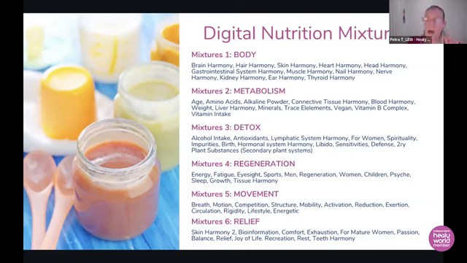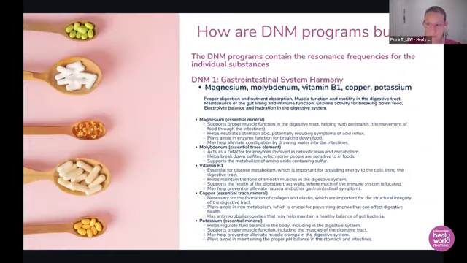Yeah. I will show you how you can get more information. Don't worry. But before we go into that, I want to show you something else. I know today we have a lot, so there are 2 slides left, I promise. So how are digital nutrition mixtures, the programs themselves, built? Let's look at one of the programs so that when you look at the PDF that I've created, you can understand why it's built that way and what you are looking at.